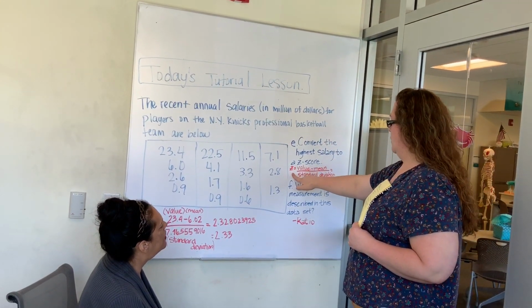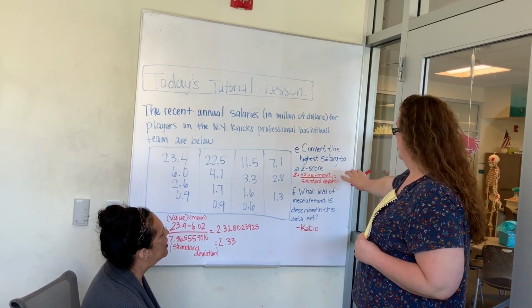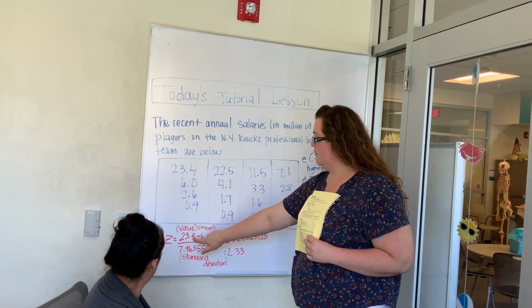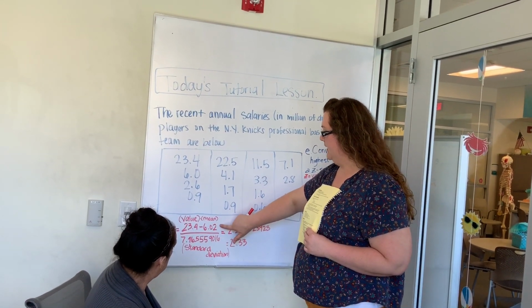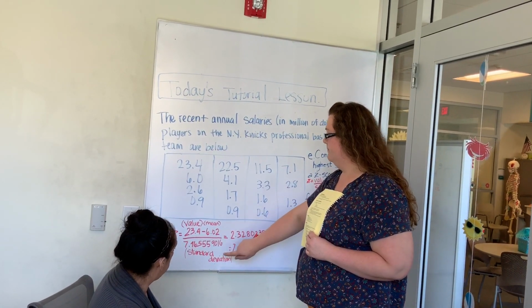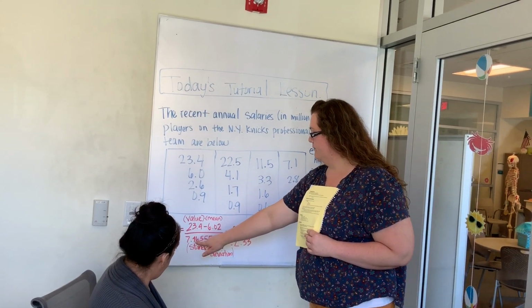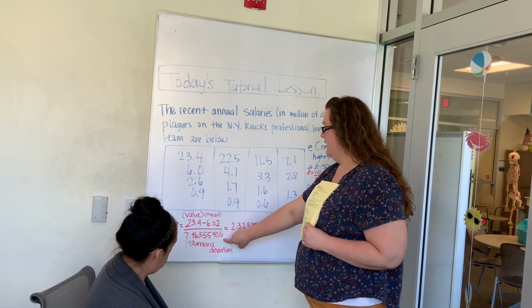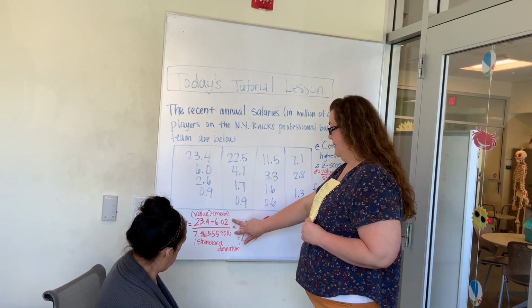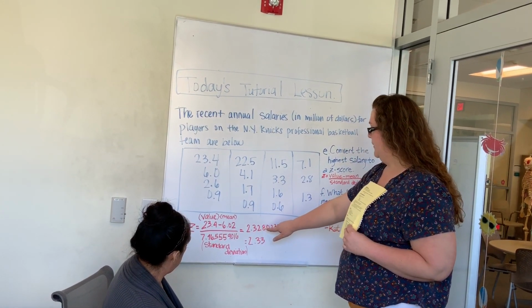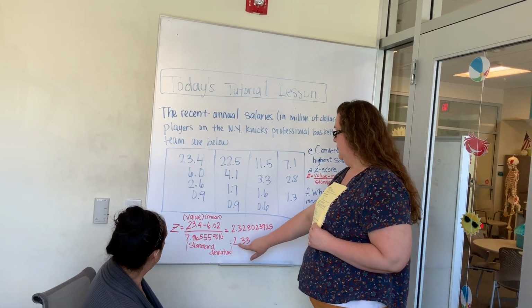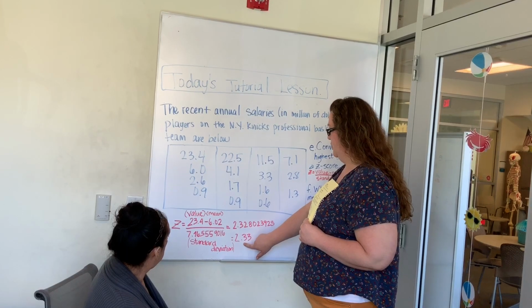In order to get the z-score, you take the value minus the mean divided by the standard deviation. In this case, our value is 23.4, our mean is 6.02, and the standard deviation is 7.46. If we compute those numbers, we get 2.3280, but we're going to round that to 2.33.